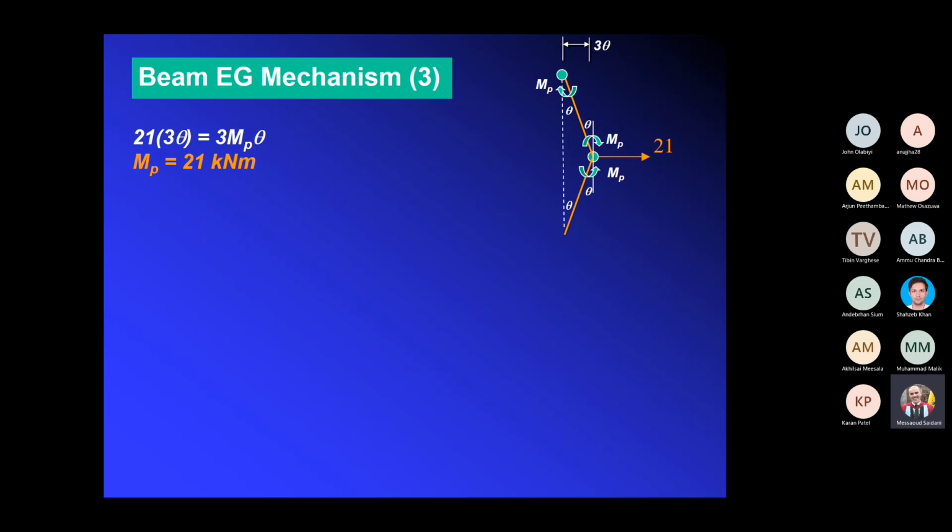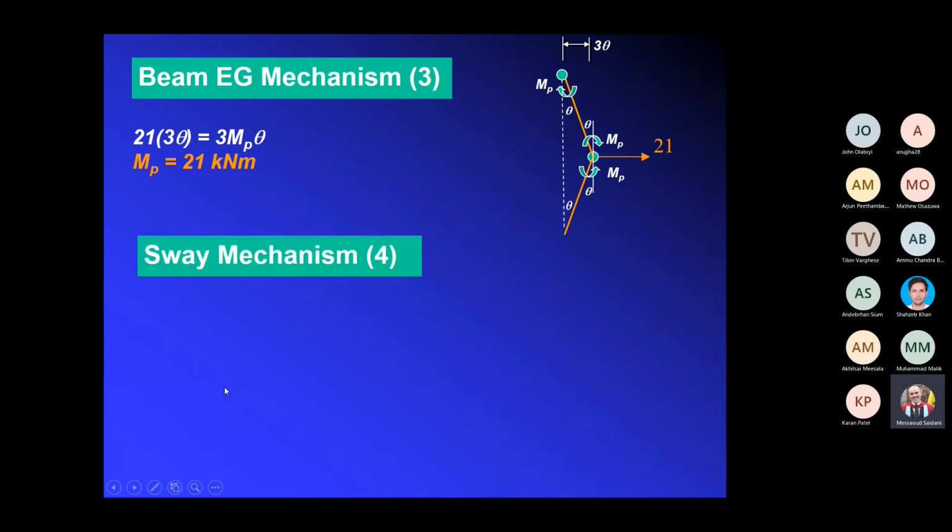The next one, beam EG mechanism. So the next one, we said there are 4 independent mechanisms. So the next one is the sway of the frame. So now we're going to look at the frame as a whole, and we're looking at the mechanism of the sway of the frame, which is the next mechanism.